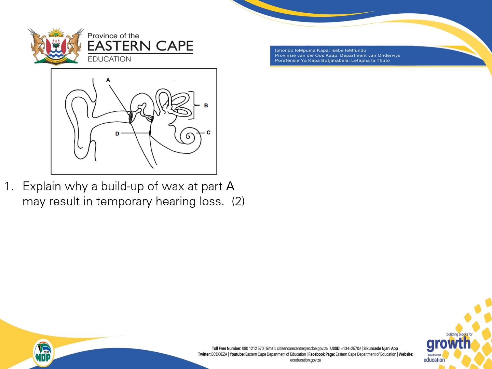Let us have a look at another question on the ear. In this question, we're given a picture of the ear and we're asked to explain why a buildup of wax in part A may result in a temporary hearing loss. Now, if we look here, part A is your tympanic membrane, and wax often builds up here in the outer ear and pushes against the tympanic membrane, and that prevents your tympanic membrane from vibrating.